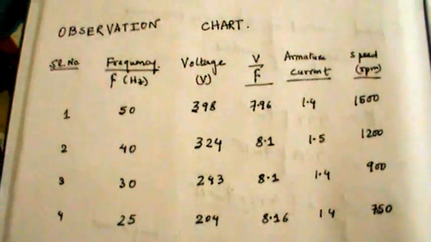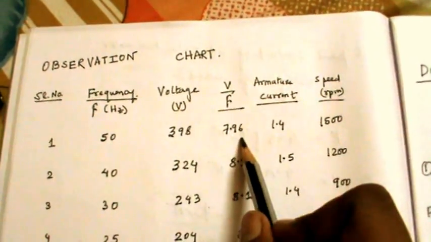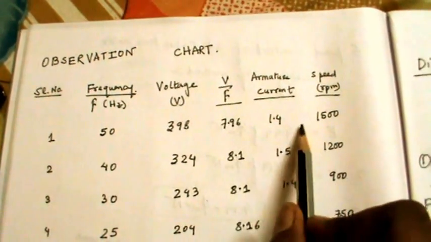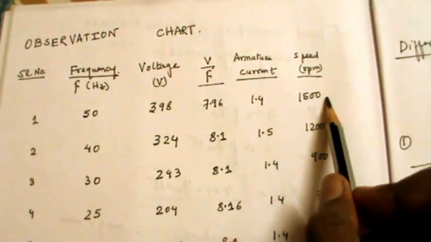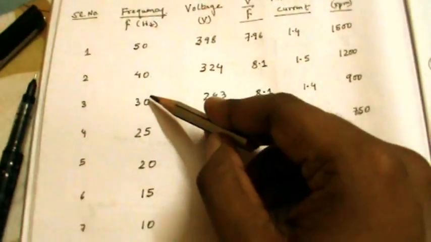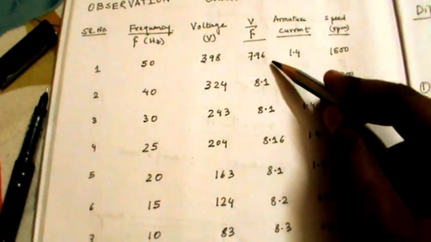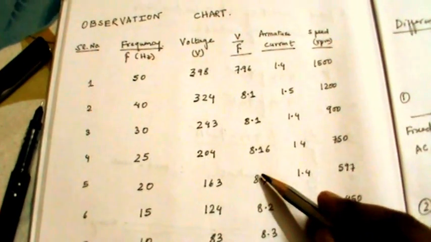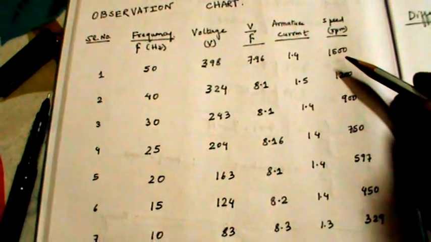And this V by F is a ratio. So here is an observation chart for the entire thing. Let's see, at 50 Hz frequency we have a voltage of 398 and a ratio of close to 8. Our armature current is 1.4 and our speed, that is synchronous speed, is 1500 rpm. So as we decrease the frequency, our applied voltage decreases, but our V by F ratio is constant. It is approximately 8, the armature current remains constant for a while, and the speed decreases.